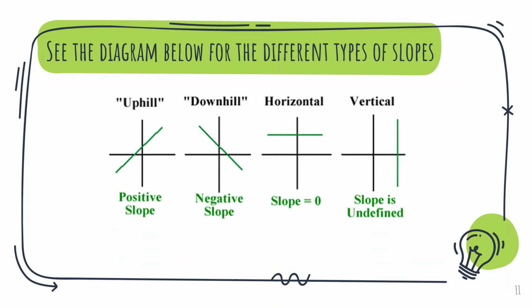Okay, representing your slope in a diagram, so this is what it's going to be. If you have a positive slope, it's going to be uphill, and if you have a negative slope, it is downhill. And if its slope is 0, then it is a horizontal line. If slope is undefined, then it is a vertical line.